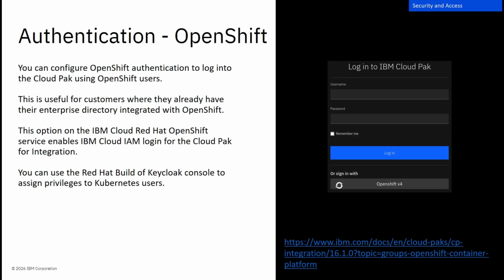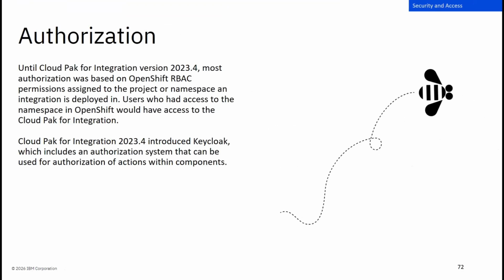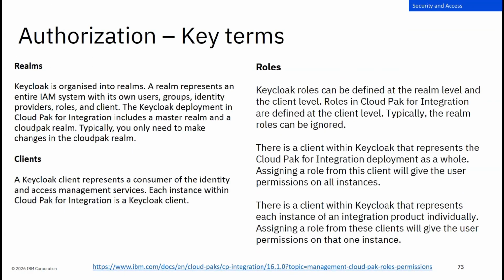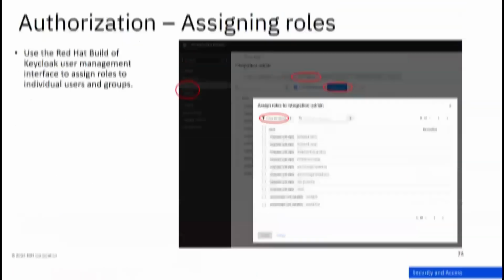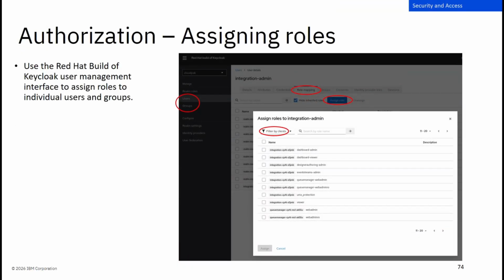OpenShift authentication lets users log in to CP4I using OpenShift credentials, with roles assigned via Keycloak. Authorization in CP4I is based on OpenShift RBAC and Keycloak roles, with client-level permissions for actions within components. Keycloak realms organize IAM systems, clients represent integration instances, and roles define permissions at realm and client levels. Administrators assign roles to users and groups using Keycloak's user management interface.